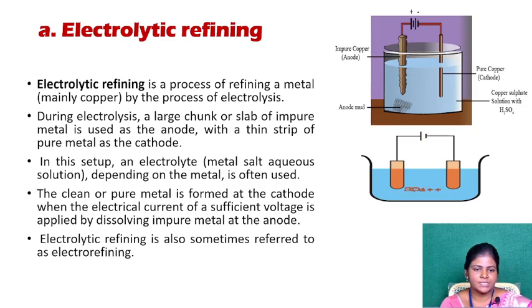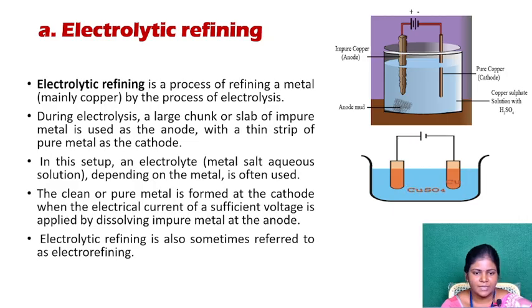The first process is electrolytic refining. Electrolytic refining is a process of refining a metal, mainly copper, by the process of electrolysis. During electrolysis, the impure metal is used as the electrode, that is the anode, and a thin strip of pure metal is taken as the cathode. See, in this picture you can see that the impure copper is taken as the anode and the pure copper is taken as the cathode.